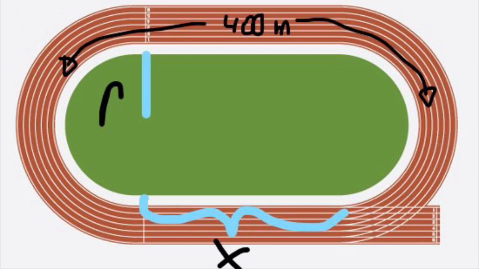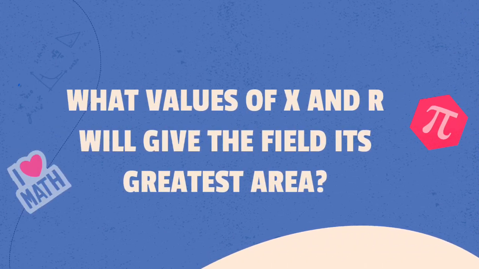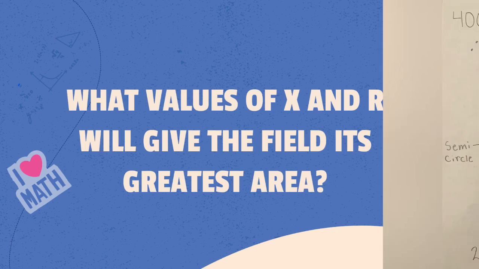Here we have a standard 400-meter track. The field is made up of a rectangle and two semicircles on each side. The length of the rectangle can be represented as 2r, r being the radius, and the width can be represented with the variable x. What values of x and r will give the field its greatest area while keeping a 400-meter track on the outside?